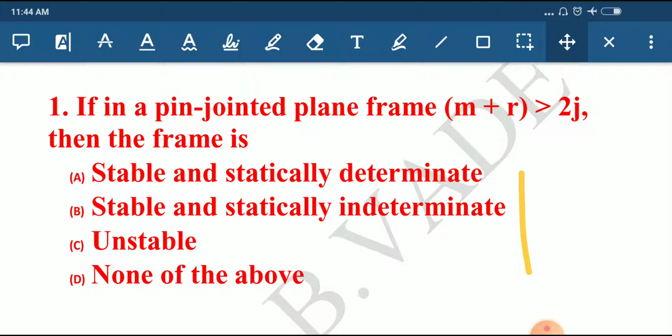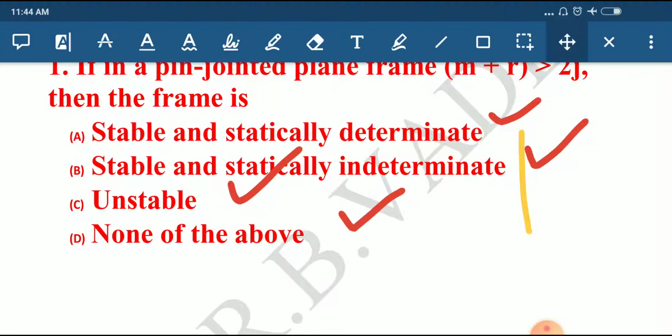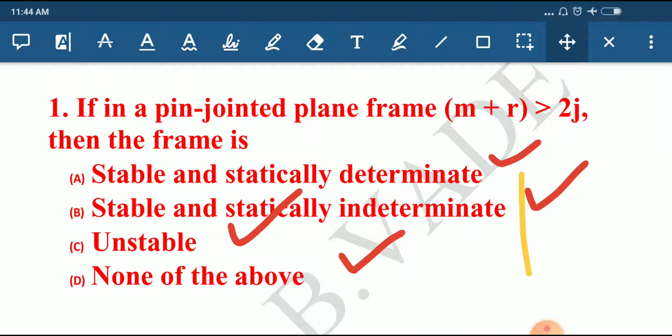First one: if a pin jointed plane frame has m plus r greater than 2j, then the frame is stable and statically determinate, stable and statically indeterminate, unstable, or none of the above. What do you say, if the condition m plus r is greater than 2j in a pin jointed plane frame?